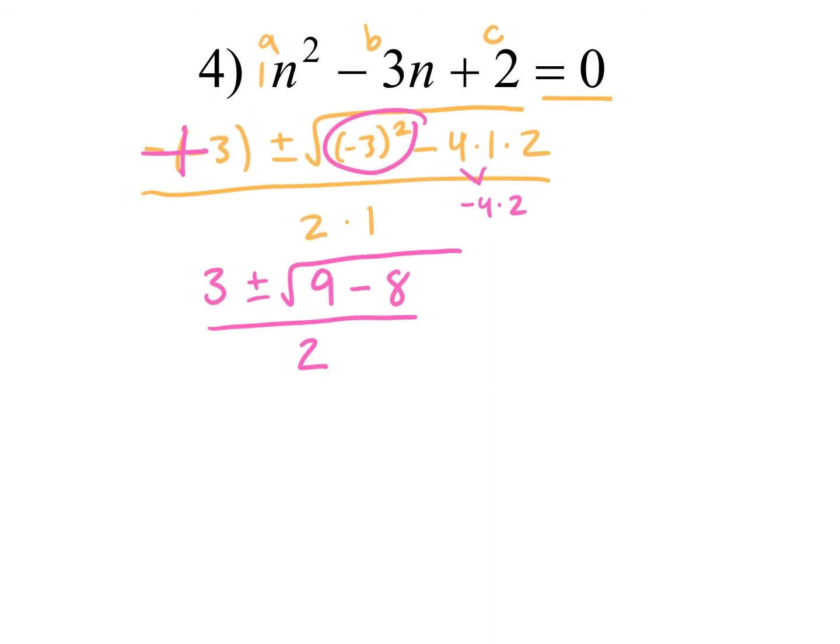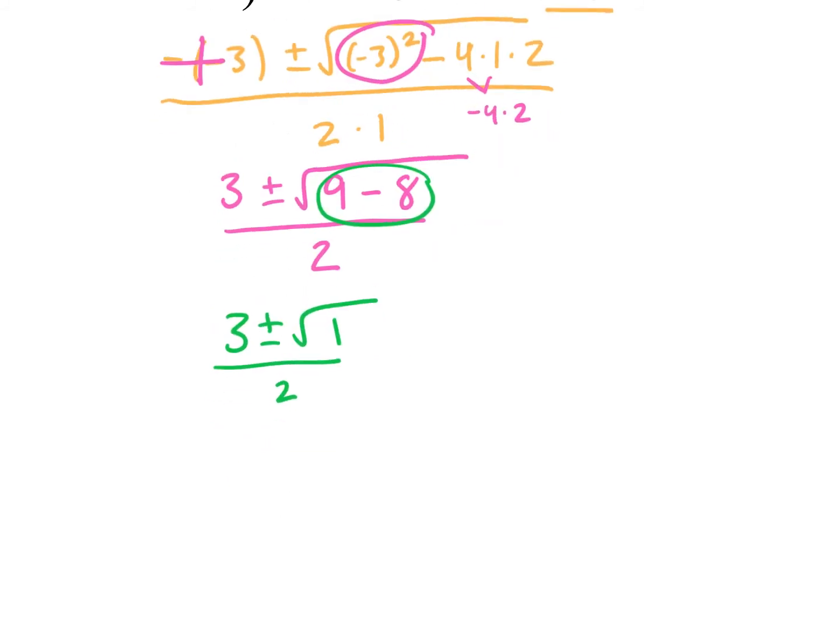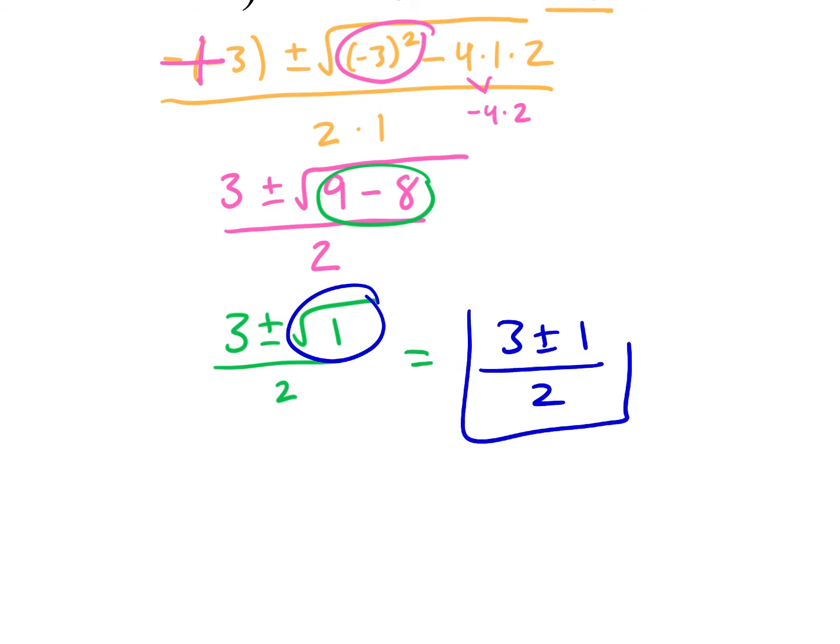So then simplifying this part on the inside, I have 3 plus or minus the square root of, what's 9 minus 8? 1. Over 2. And what's the square root of 1? 1. So this is 3 plus or minus 1 over 2. And we can leave it like this. So all you have to do is simplify the radical.